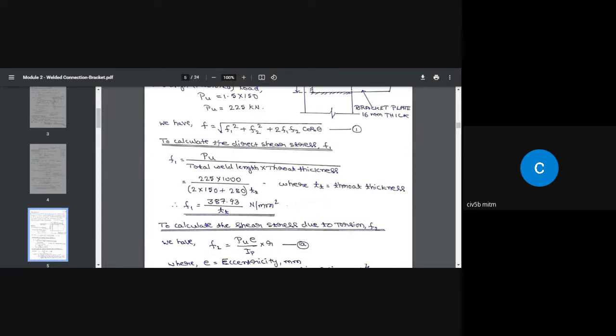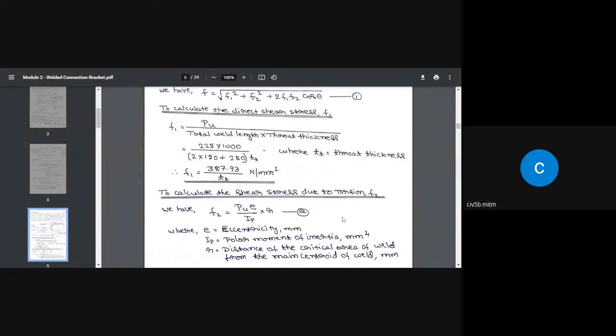The next one is to calculate the shear stress due to torsion, F2, the rotational moment. So F2 equal to PUE divided by IP multiplied by R. This is the formula we know. In the previous example, I calculated E and IP first, but here I have moved these two things under this. You can do either way.